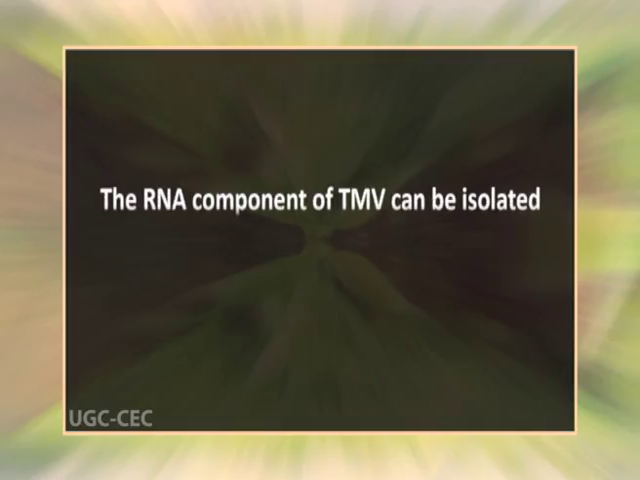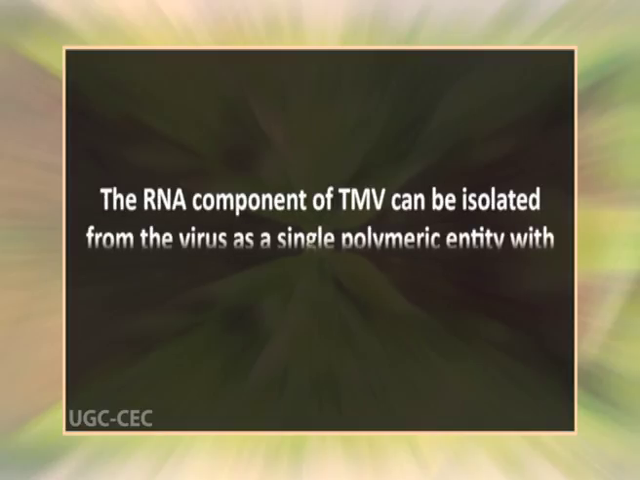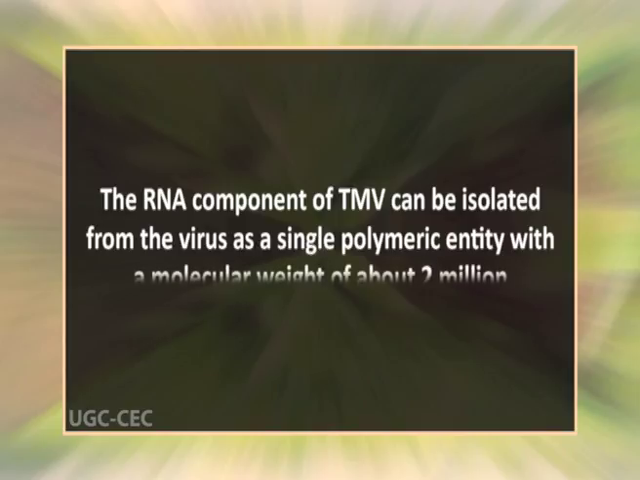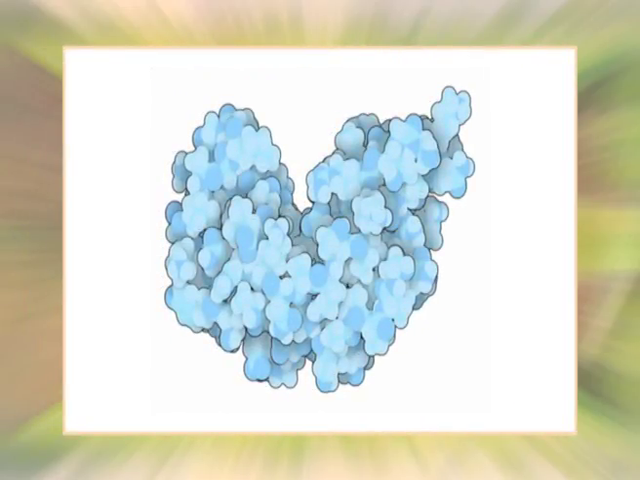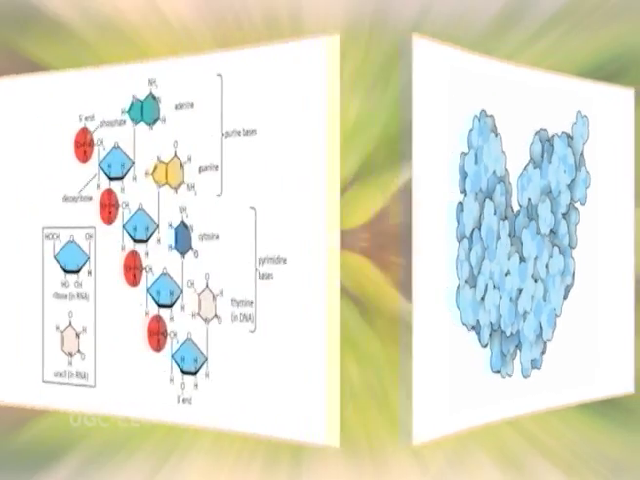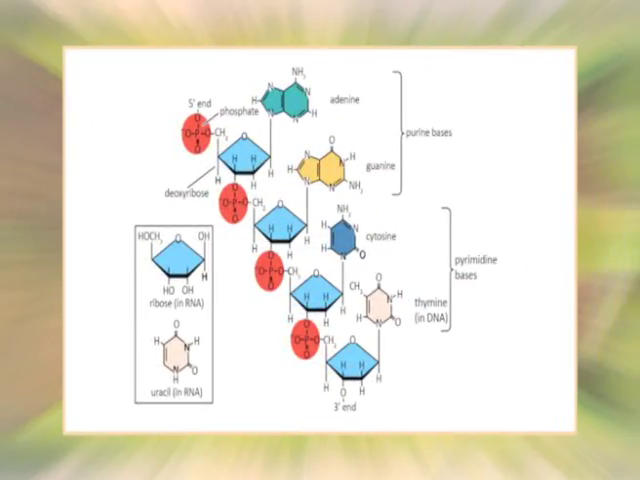The RNA component of tobacco mosaic virus can be isolated from the virus as a single polymeric entity with a molecular weight of about 2 million. The kinetics of the action of ribonuclease indicate that it exists as a single polynucleotide strand, in contrast to the double strand character of DNA. In solution, the RNA polymer shows evidence of coiling and folding, and this tertiary structure may be reversibly affected by changes of temperature and of ionic strength of the solvent.